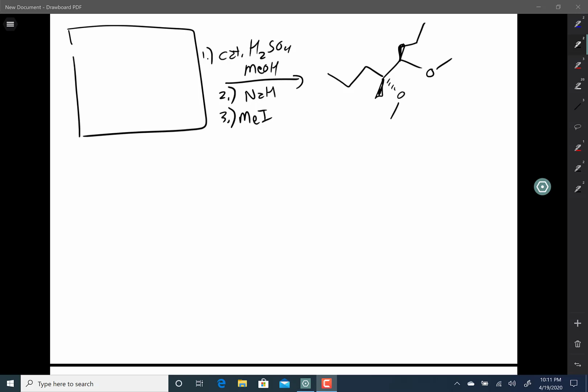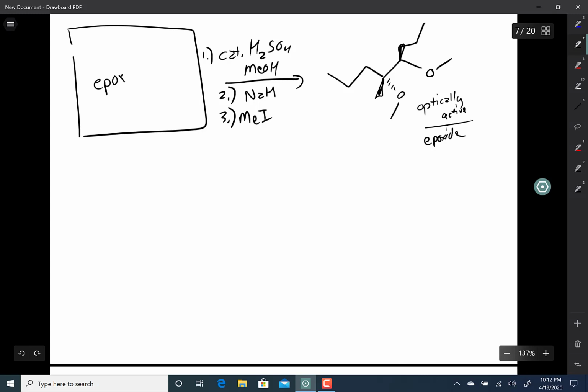Okay, for this problem, you're trying to make an optically active diether. And this particular thing, if the product is optically active, and if you notice it has two oxygens attached to adjacent carbons, really think about this coming from an epoxide. Because an epoxide can start out as optically active, and then a lot of the reactions on it cause the epoxide to stay optically active. And so you can actually get an optically active product.